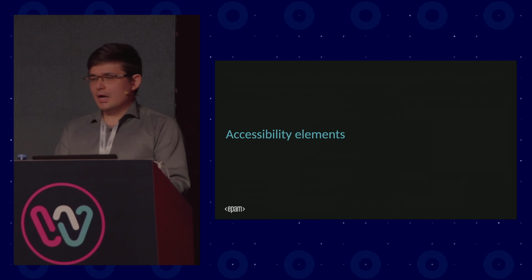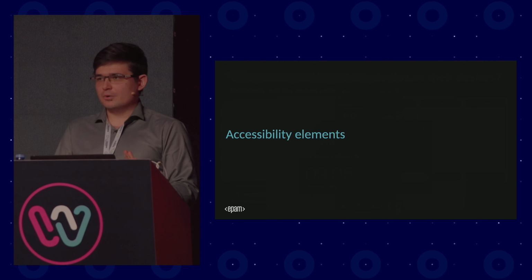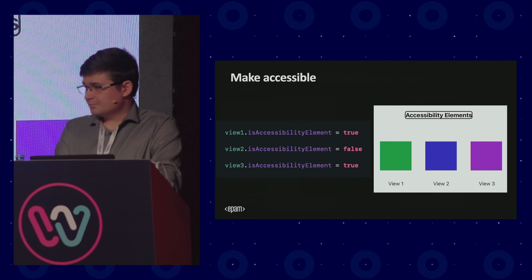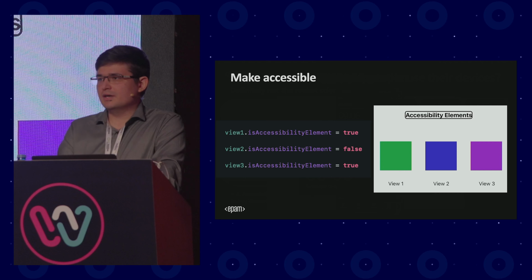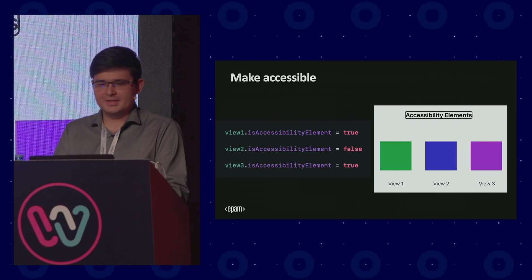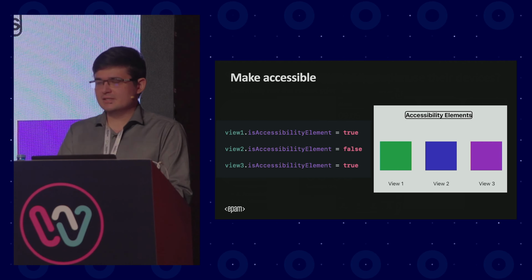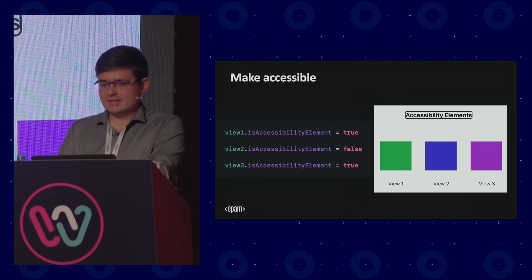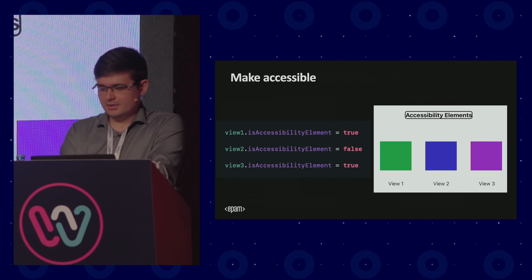And now let's learn how we can make accessible objects from our UI. First, I'm going to note that if you want an element to be accessible, you should override its accessibility element property and set its value to true. Otherwise, VoiceOver will just ignore it, as you can see on the video.